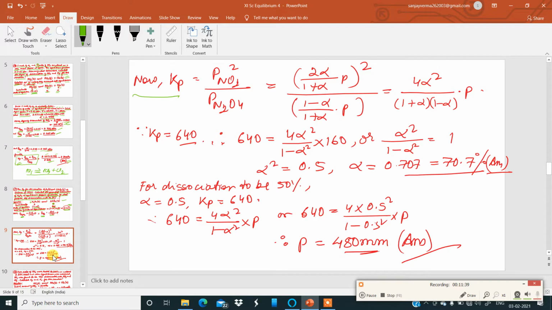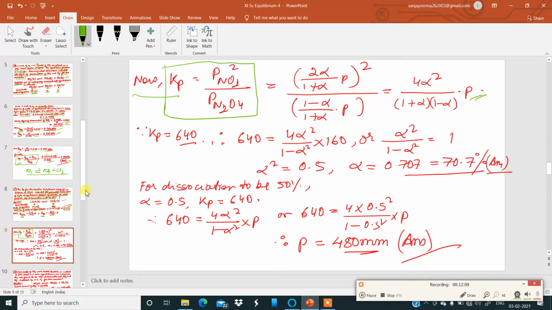Kp is equal to P NO2 square divided by P N2O4. So this is already seen over there. This we write on the basis of the equation which is given in the question. Applying the law of mass action, now put the values of P NO2 square. So 2 alpha by 1 plus alpha into P whole square divided by 1 minus alpha by 1 plus alpha into P is equal to 4 alpha square upon simplification. This comes to 1 plus alpha into 1 minus alpha. This will be P square, this is P, so P will cancel, so 1 P remains in the top.